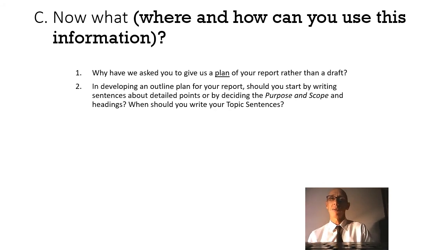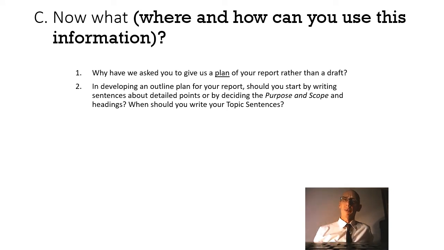In developing an outline plan for your report, should you start by writing sentences about detailed points, or by deciding the purpose and scope, and then the main headings, and then working into subheadings? Well, you know the answer to that. You've got to get your structure down. You've got to start with a purpose and scope and get your basic structure down of what you think you'll do. Then as you start reading and writing ideas down, you might change and alter that to fit what you've learned. But you've got to start with some kind of structure.